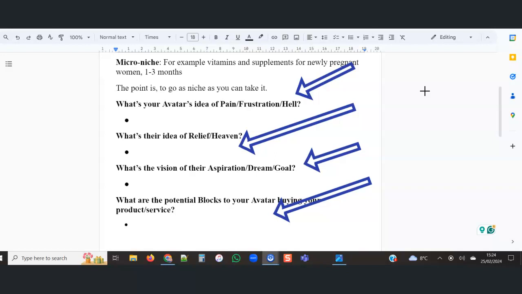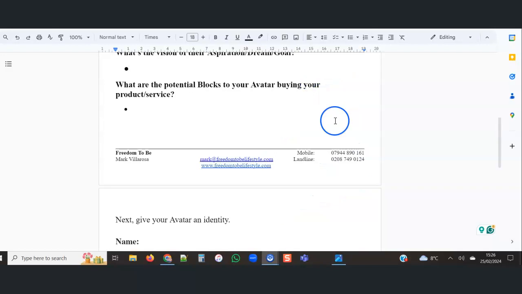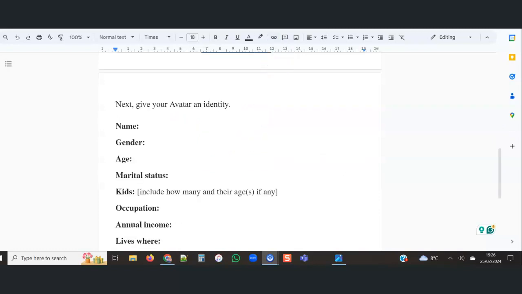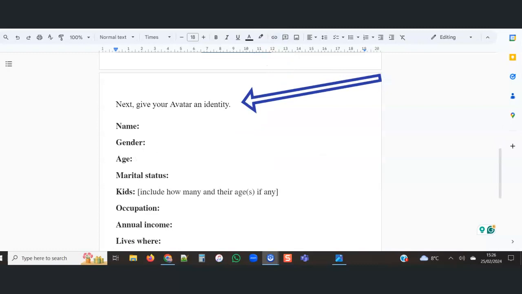What are the potential blocks to your avatar buying your particular service? Maybe it could be too expensive, don't know enough about you, don't know enough about the solution. Whatever it is, again, think about it in terms of how your customer will be thinking about it, what words they would use, what images come to mind. Okay? Next bit is we're now going to give your avatar an identity.